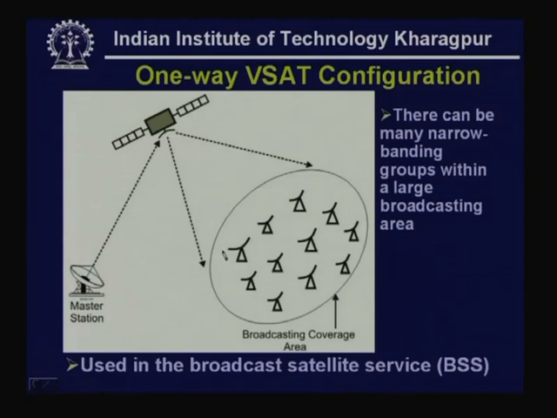In one way VSAT configuration, it is essentially simplex communication. We know that simplex communication is only in one direction, and that is what is being done in this particular case. Here, for example, there is a master station that sends data to the satellite, and the satellite relays it over a large geographic area. So, it is essentially the broadcast coverage area, and all the ground stations in this area can listen to what is being transmitted by the master station through the satellite. The satellite here just acts as a relay in the sky.